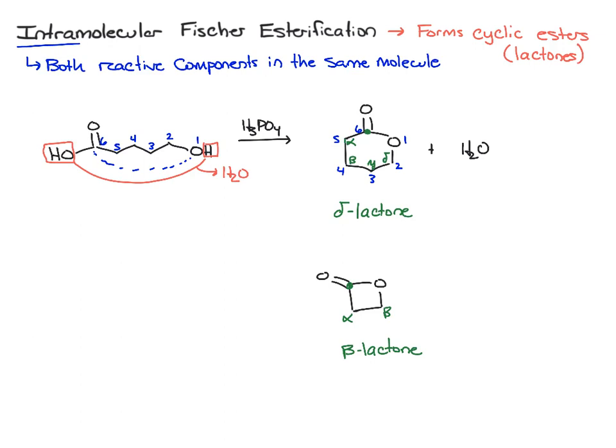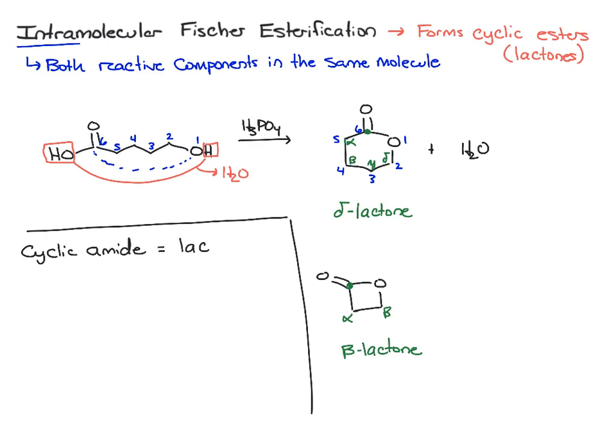Now, although this reaction isn't used to form amides, just in terms of nomenclature, this is a good place to talk about cyclic amides as well. And a cyclic amide is called a lactam. So let's say you have this cyclic amide. Just like we did with the ester, there's your alpha, beta, gamma carbon. So this would be called a gamma lactam.